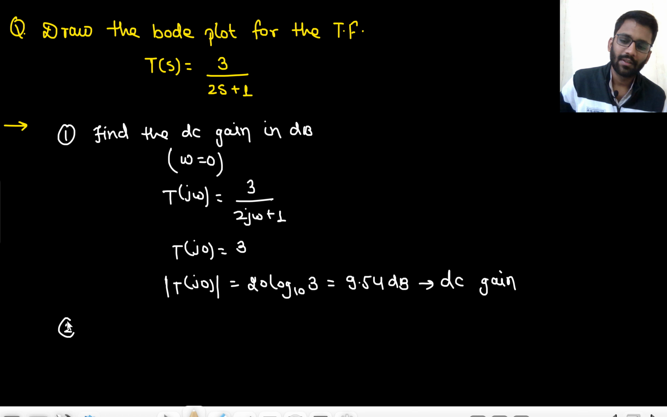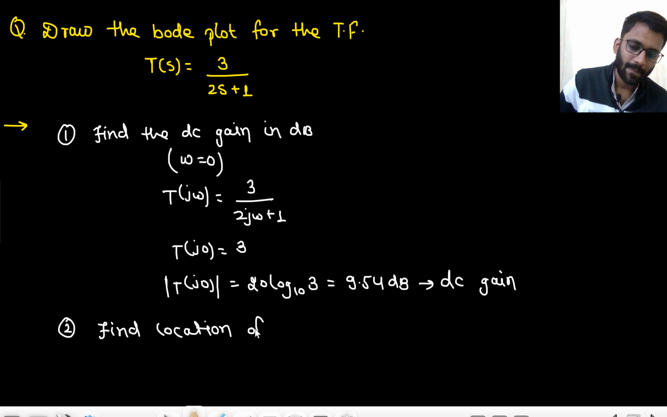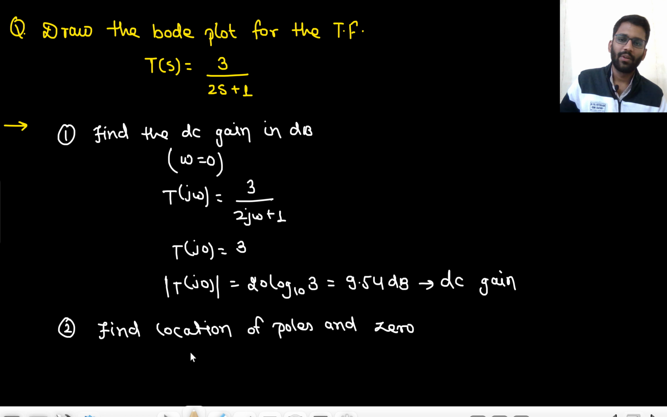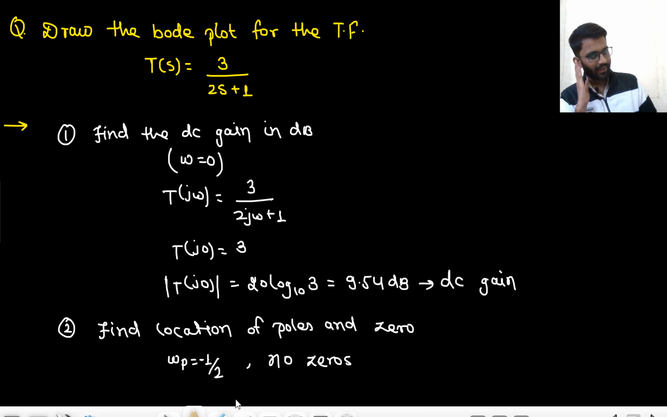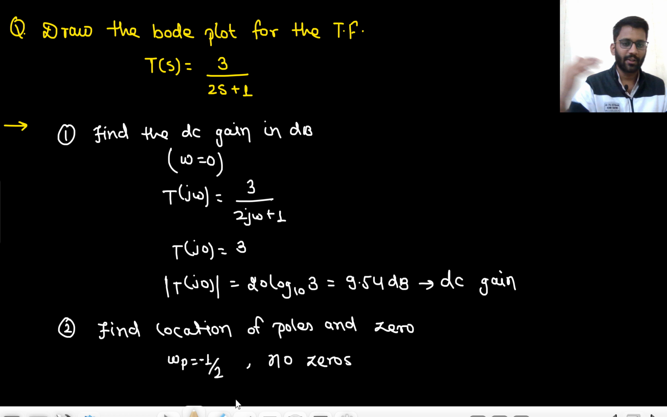Now the second step is to find the location of poles and zeros. Here your pole is at minus 1 by 2 actually, okay, and there are no zeros. The pole is at minus 1 by 2 actually, but in mind you will think 1 by 2 only, because on the omega axis you are going to mark 1 by 2 only, okay.